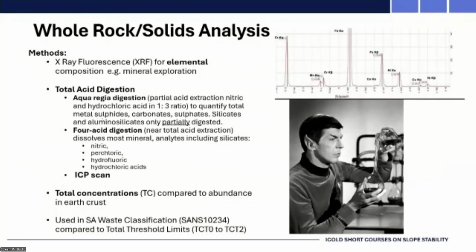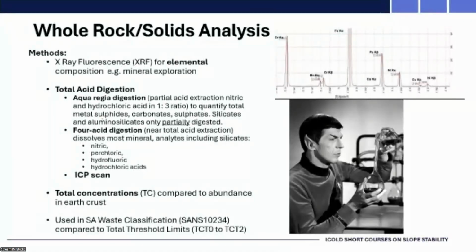So there's XRF, which is actually more commonly used for geochemical exploration, but sometimes when we really want to see what there is in there, it looks for the elements. So we're not looking at minerals now, we're looking for the bulk of the elements. But more frequently, to get the whole rock analysis, we do a total acid digestion. That's how you can basically throw a whole pile of acid at it and see really what is in there. And then you do an ICP scan to see what comes out. And that gives you your total concentration.